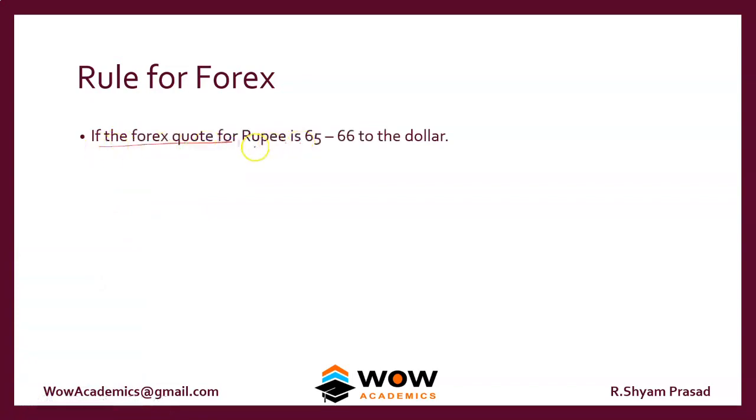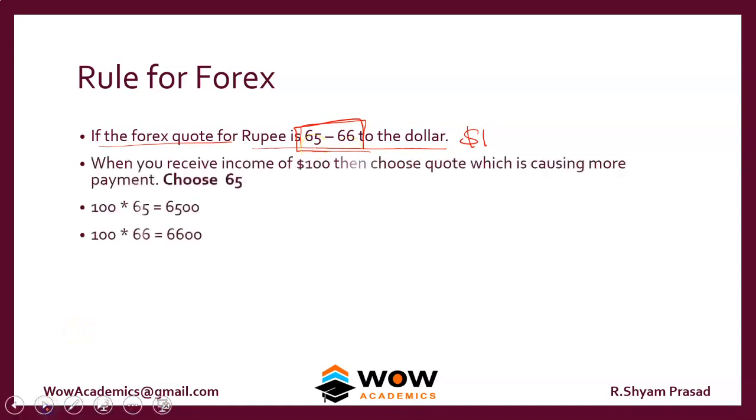If the forex quote for rupee is 65 to 66 to the dollar, so usually the rate is given in a parity, and you will have two numbers for the rupee to $1. So now the question arises whether you will get or pay 65 or 66. So that is a question here.